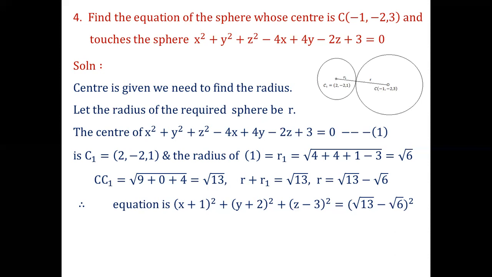Now, you can clearly see from the figure, R plus R1 is equal to root 13. Now, we require R, so R will become root 13 minus root 6. That is the required radius of the sphere. So the required equation of a sphere will become x plus 1 the whole square plus y plus 2 the whole square plus z minus 3 the whole square, which will be equal to root 13 minus root 6 the whole square. You can simplify this equation. You are going to get the required equation of a sphere.